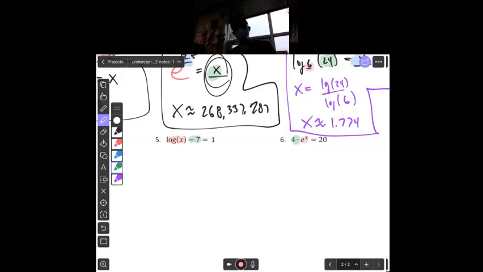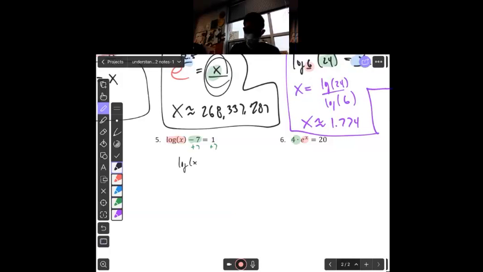So if I have log of x minus 7 equals 1, I can't have that 7 there. So I'm just going to add 7 to both sides. And then once I have that, that's just like number 2 or number 1 or whatever. It's the same thing. And the same way over here, 4 times e to the x equals 20. I just need to get rid of that 4 first. And I got e to the x equals 5. I can solve that equation really easily.